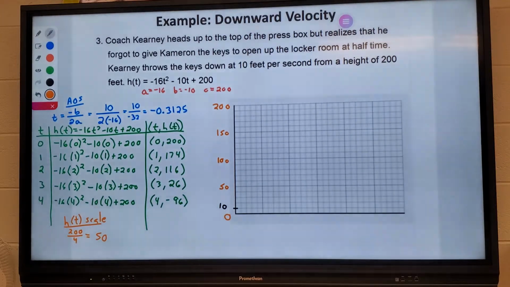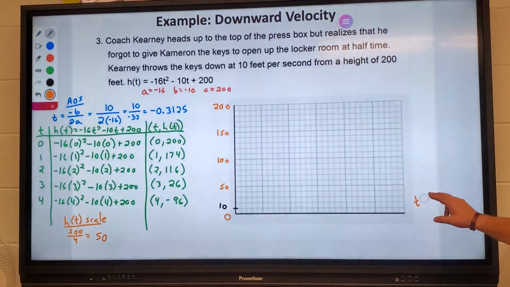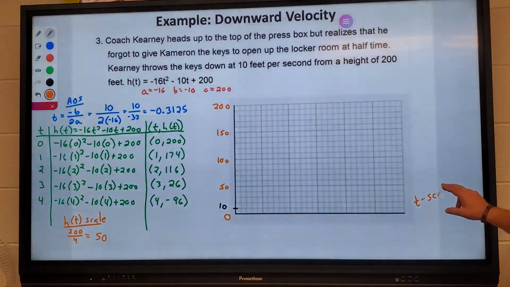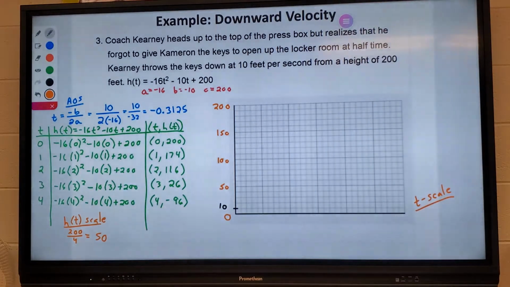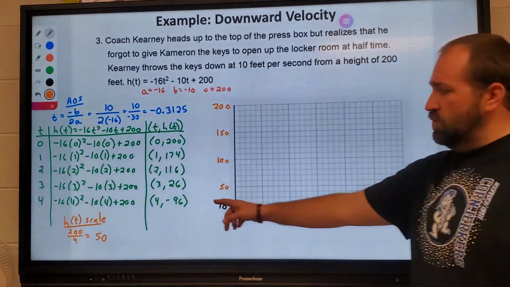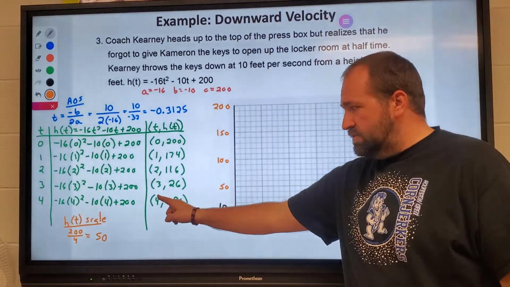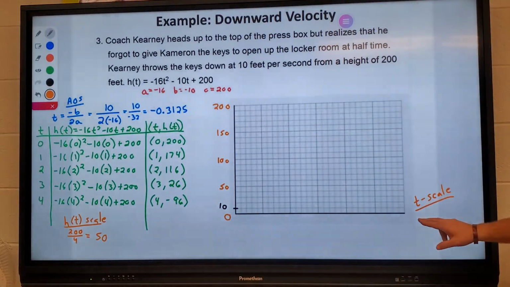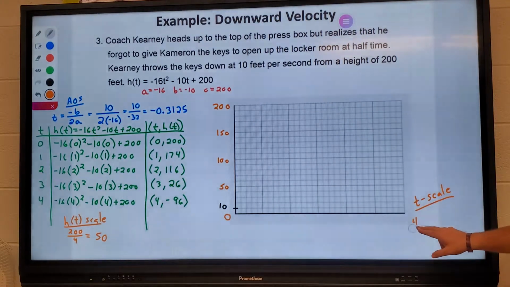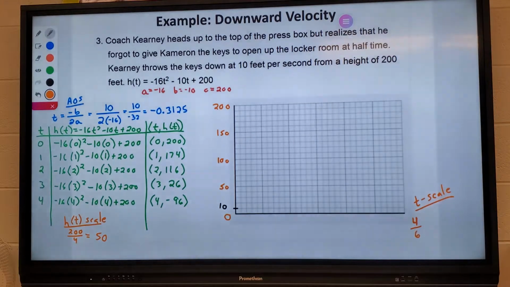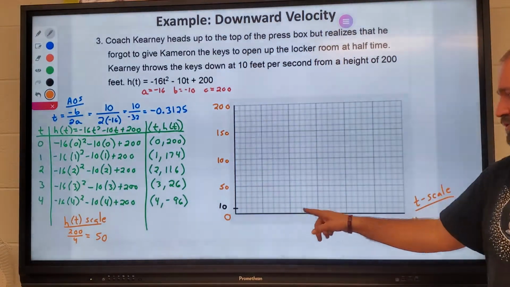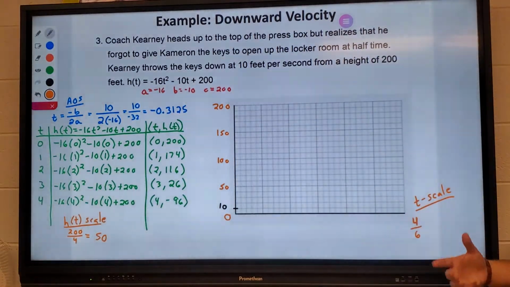To find my T scale, I'm again going to use that bottom value of the table that gives me the 0 output or the negative output. So I'm going to use that 4 because this was the one that gave me the negative. I have to use this number. So I have 4 divided by, again, what? 6. Right? 6 because we have 1, 2, 3, 4, 5, 6 nice landmarks on the bottom.